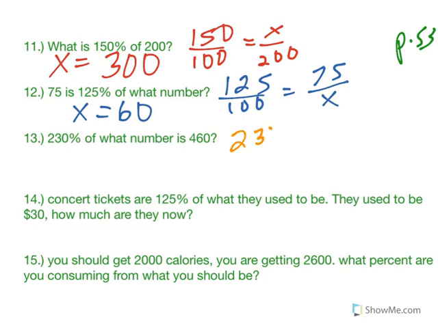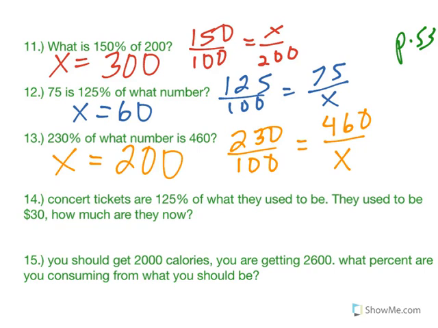And 230% of what number is 460? X is 200. All right, so the two little story problems here. Concert tickets are 125% of what they used to be. They used to be $30. How much are they now?